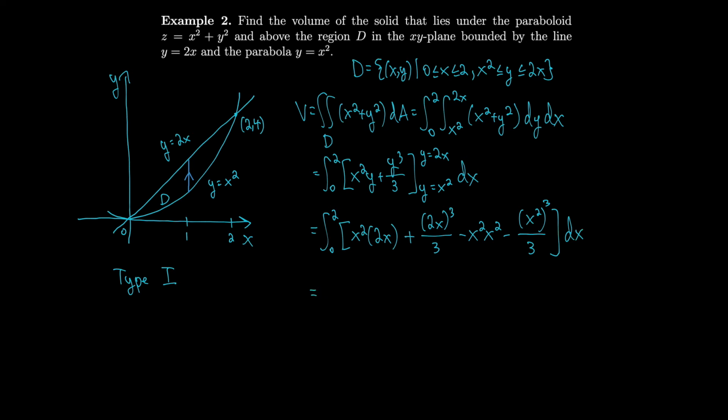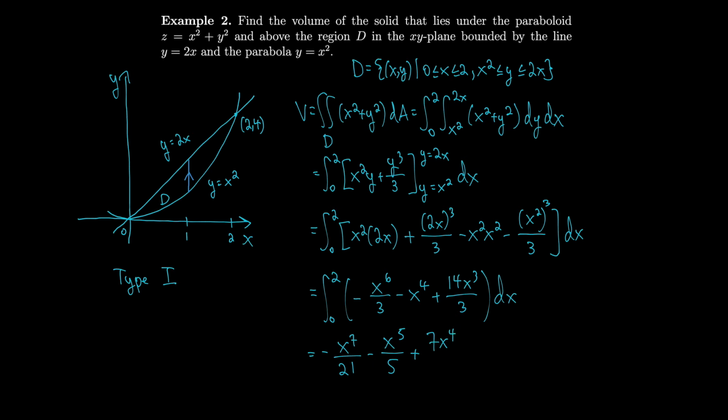Okay, so then we can simplify a little bit more. We get the integral from 0 to 2 of minus x to the 6th over 3 minus x to the 4th plus 14x cubed over 3 dx, which is minus x to the 7th over 21 minus x to the 5th over 5 plus 7x to the 4th over 6 evaluated from 0 to 2. And it ends up just becoming 216 over 35.